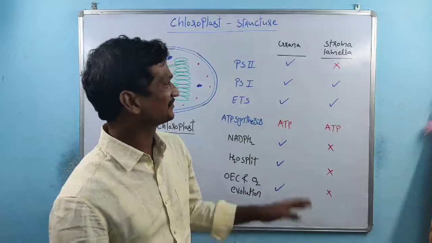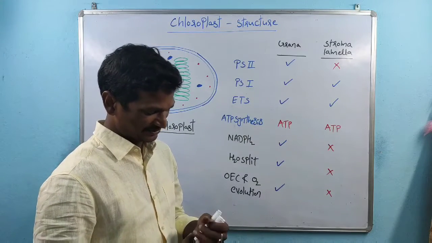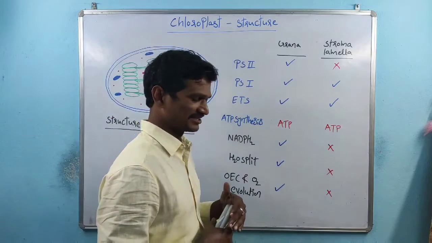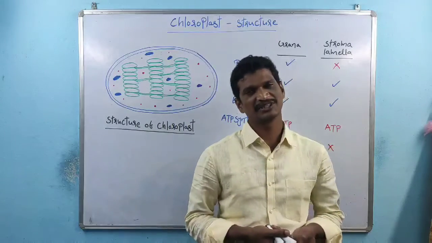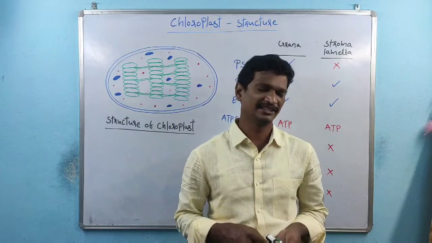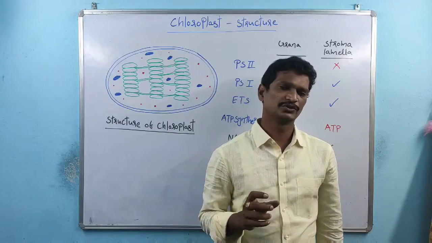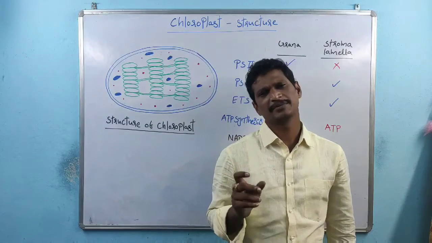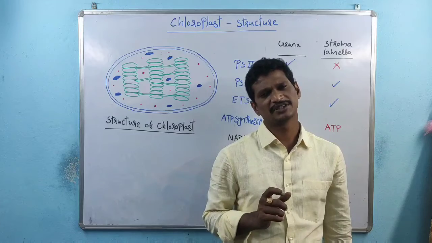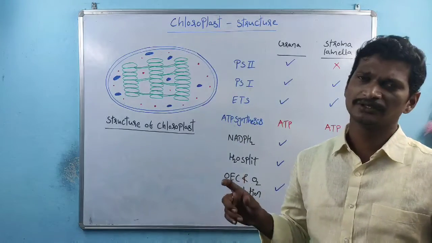See, the structure of chloroplast. In first year we discussed the chloroplast structure. Within that chloroplast there is an outer membrane and an inner membrane, right? Between these two there is a periplastidial space present. That is one of the spaces, right?